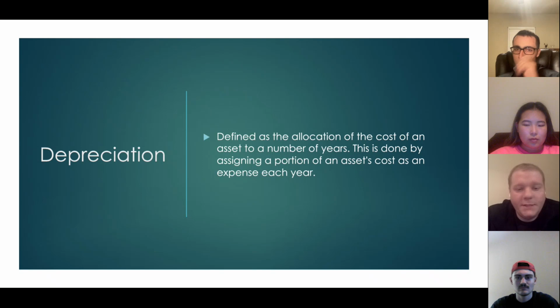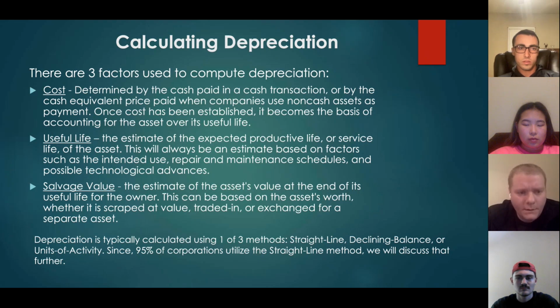So depreciation is defined as the allocation of the cost of an asset over a number of years. This is done by assigning a portion of an asset's cost as an expense each year. There are three main factors used to compute depreciation. The first is cost. You have to establish the cost. Typically, that's going to be what you paid for, like, say, a van or a car used in business.